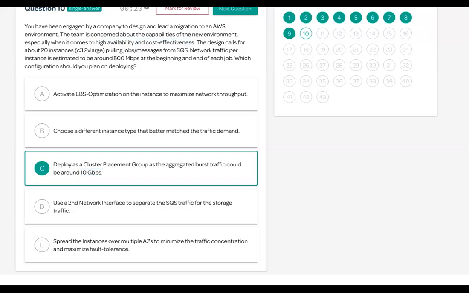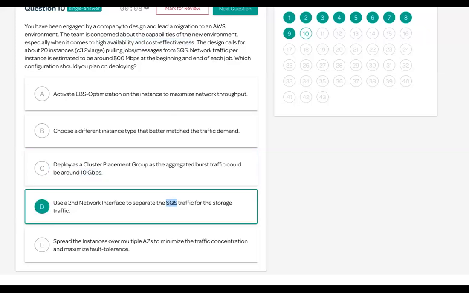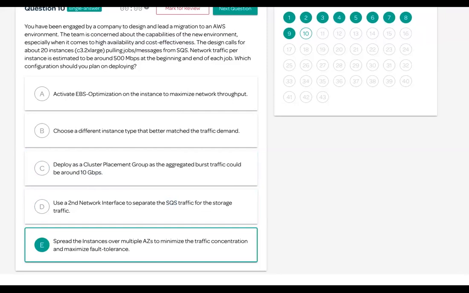Second network interface to separate the SQS traffic from the storage traffic. There is no second one, like SQS is actually common, global or universal for all the regions. Spread the instances over multiple AZs to minimize the traffic concentration and maximize the fault tolerance. So if you spread the instances over multiple availability zones, that would make your application highly available. So let's pick this.